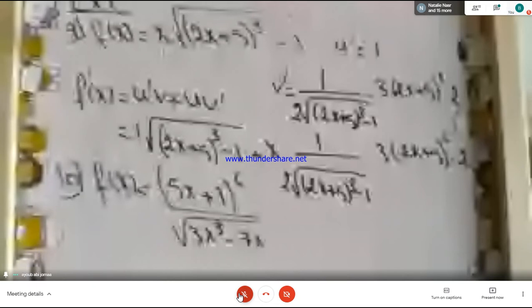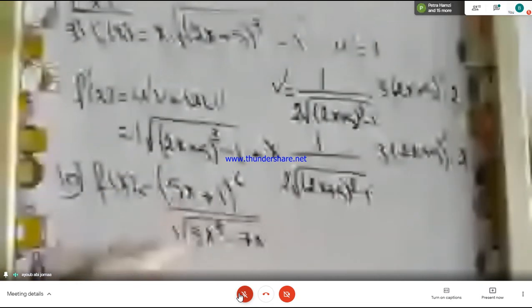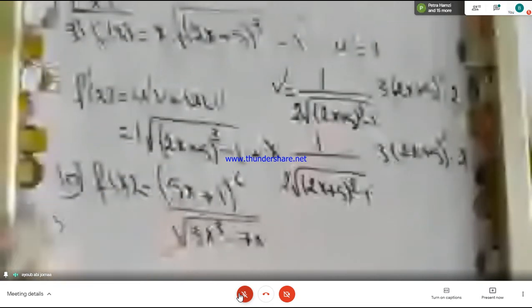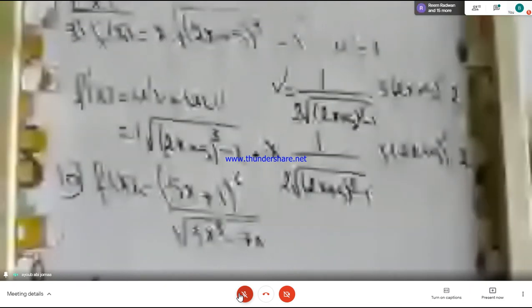Yeah. For part 10, 5x plus 1 to the power 6 over radical 3x cubed minus 7x. I think this one has become simple.